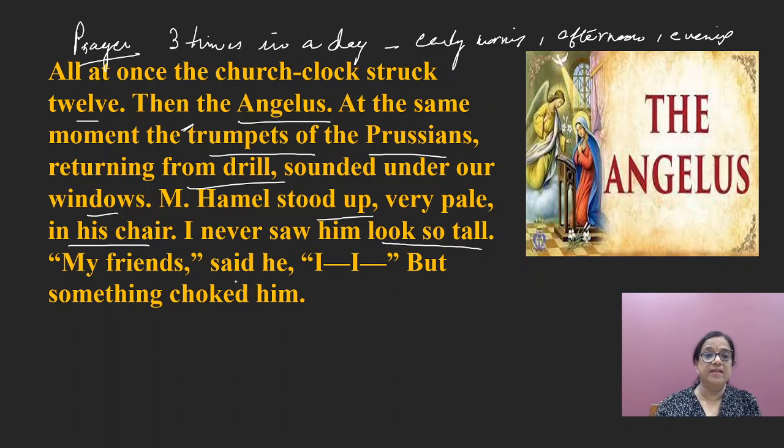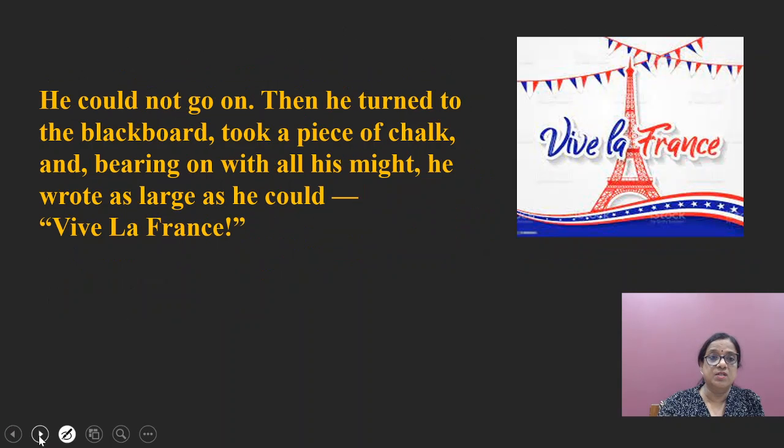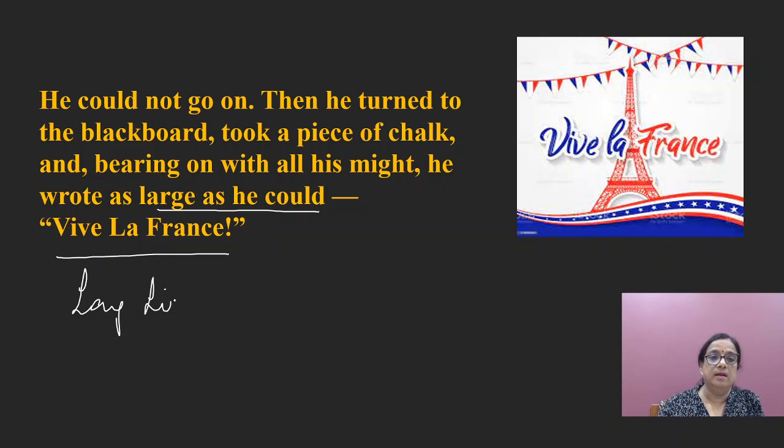And what did he say? My friend, said he, I. And something choked him. That is, he was full of emotions. He could not even speak any words. It choked him. He could not go on. Then he turned to the blackboard and took a piece of chalk. He was so emotional. He could not speak, but he took a piece of chalk, bearing on with all his might. He wrote as large as he could, Vive la France, means long live France. Alright, what did he write? He wrote, Long live France.